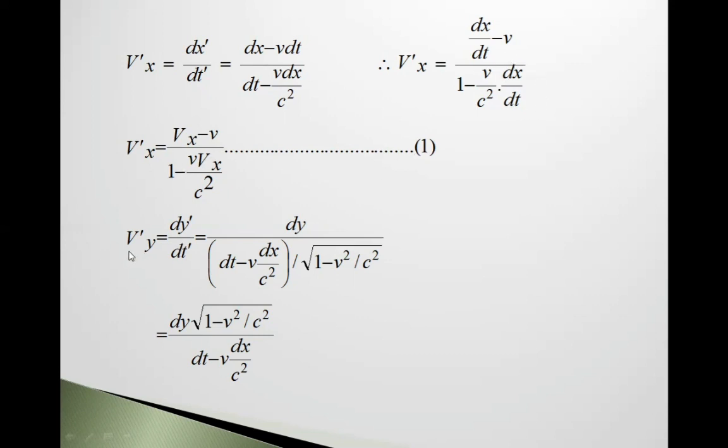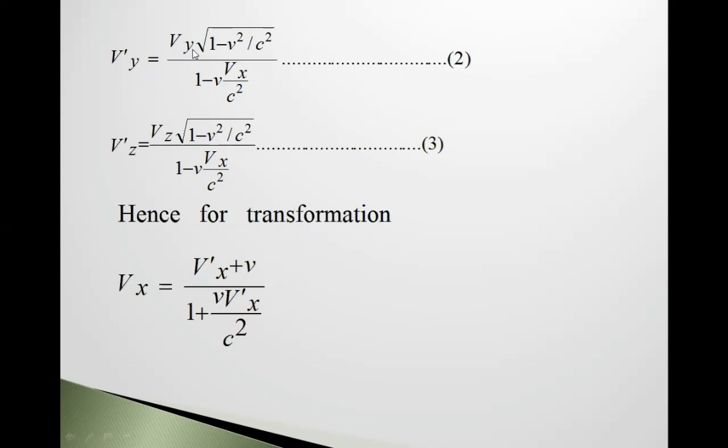Similarly, Vy dash is equal to dy dash by dt dash, equal to dy into under root 1 minus v square by c square, upon dt minus v dx upon c square. So Vy dash is equal to Vy into under root 1 minus v square by c square, upon 1 minus v Vx upon c square. Equation second. And Vz dash is equal to Vz into under root 1 minus v square by c square, upon 1 minus v into Vx upon c square. Equation three.